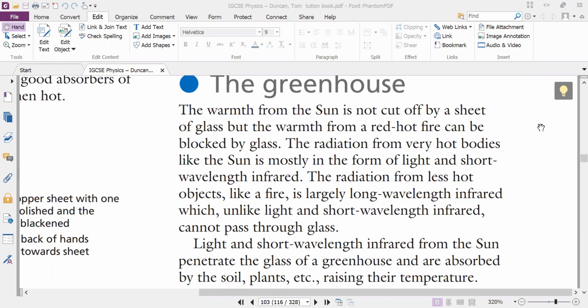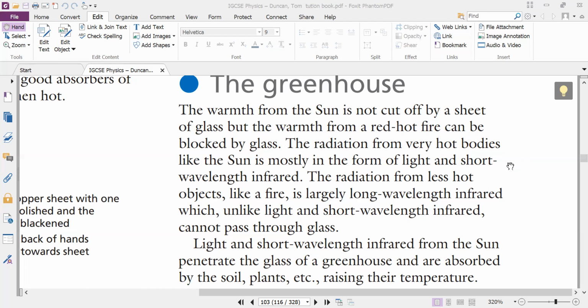What is the reason? Because the radiation from very hot bodies, just like the sun, has a very short wavelength, and this wavelength is infrared. This thing we will discuss. Infrared we will discuss in chapter number 32. So because of this short wavelength, they can penetrate the glass and they can come inside the glass over there. And why are we using this?